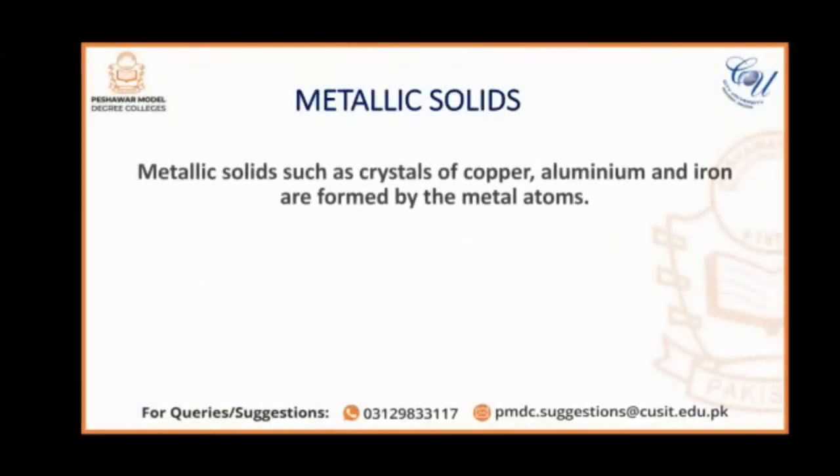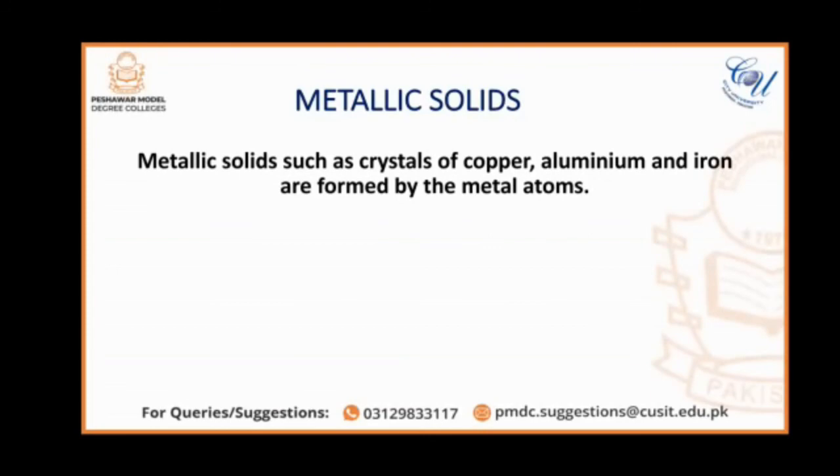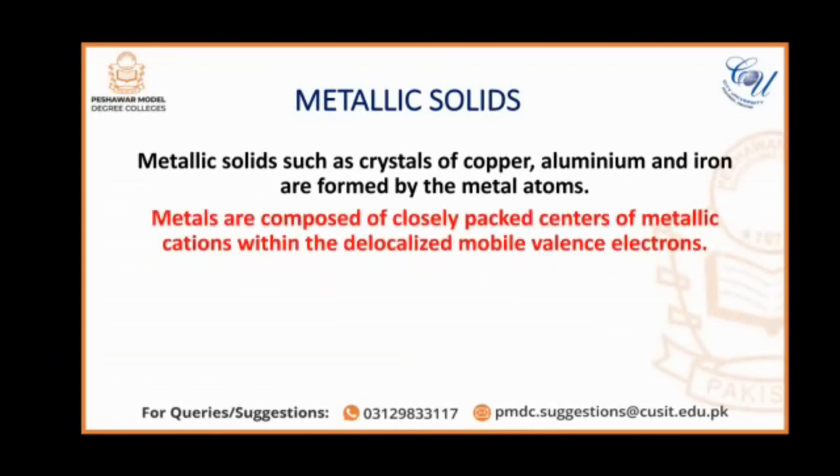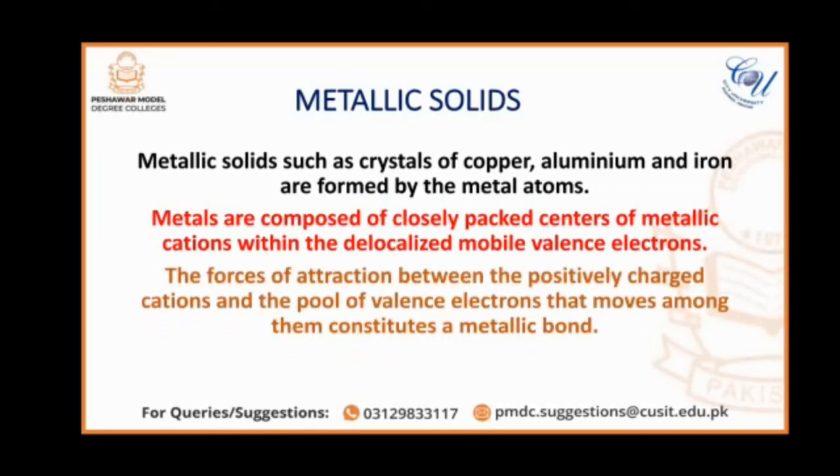Metallic solids. Metallic solids are made up of metal atoms, for example, copper, aluminum, iron. Metals are composed of closely packed centers of metallic cations with delocalized mobile valence electrons. The metallic bond is formed by the forces of attraction between positively charged cations and the pull of valence electrons that move among them.